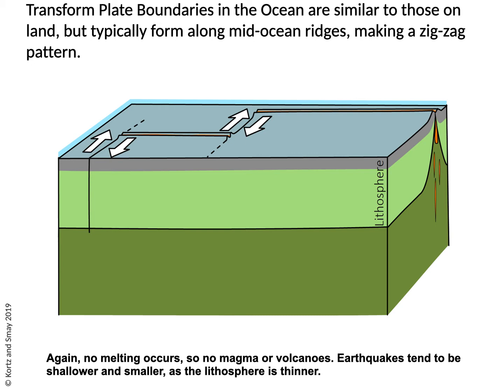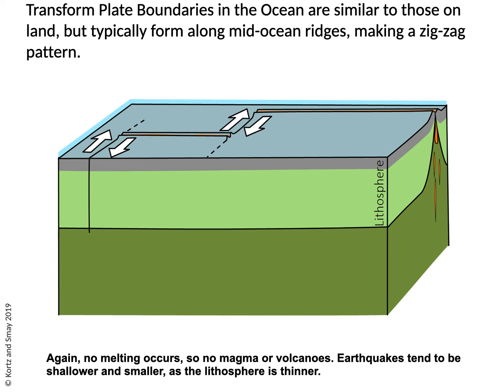Transform plate boundaries that occur between two plates that have oceanic crust on top, or plate boundaries that are in the ocean, are very similar to those on land, but typically along the ocean, they're going to form nearby mid-ocean ridges, and this often makes a zigzag pattern where you have a divergent boundary segment right next to a transform boundary segment, right next to a divergent boundary segment, as is shown here.